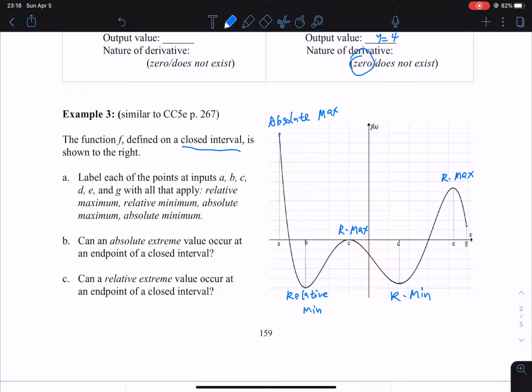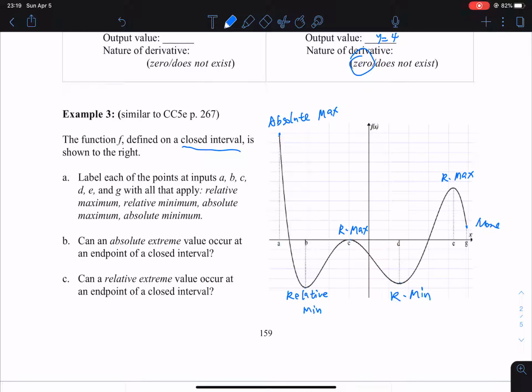In the last section, we talked about the 2 endpoints. They will never be relative extreme points. So for this one, first, point G cannot be a relative minimum or a relative maximum because G is the endpoint. And second, what about the absolute maximum or absolute minimum? Based on the definition of absolute extreme points, point G is none of them.